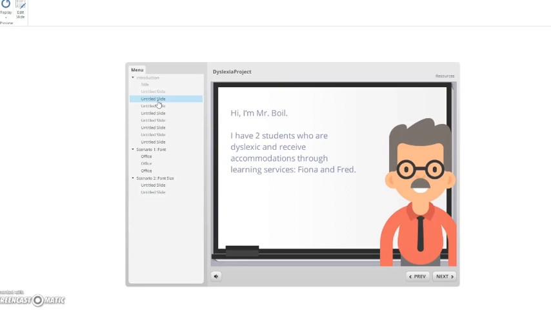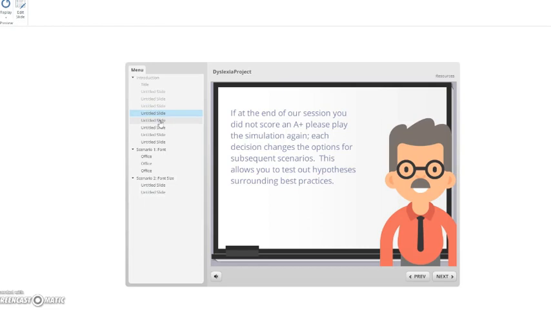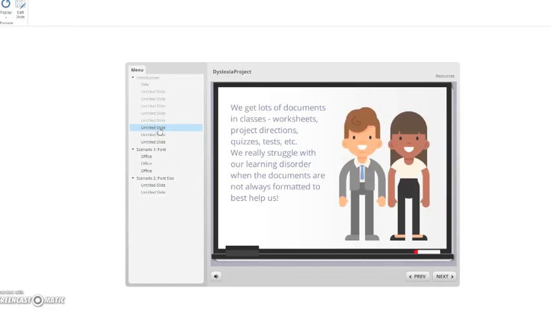So this is my character. This is Mr. Boyle. He introduces himself, talking about how he has 2 students. This is what he's going to be doing today. This is how you know if you're going to have been successful. So the expectations are clear from the beginning. Then he introduces us to the 2 students that we might see throughout the presentation or throughout the tutorial.